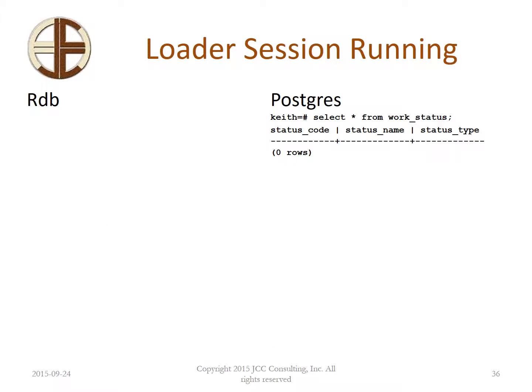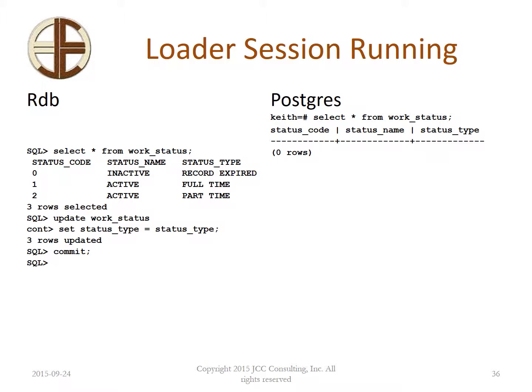So I've got the loader session running on Postgres. I type a command, select stuff from work status. On RDB, I did a select star, and then I did an update work status and set status type equals status type. The effect of this is that nothing will change. The table after I do this update will be exactly the same as the table before I do this update, but because there was an update, records get written to the after-image journal file. So this is what we call a no change update.